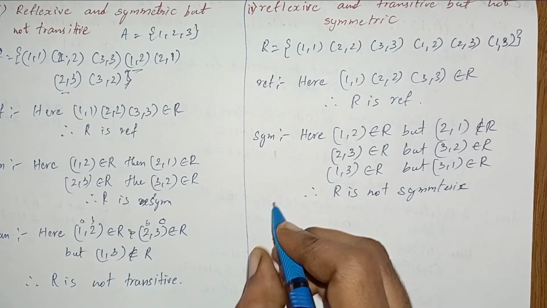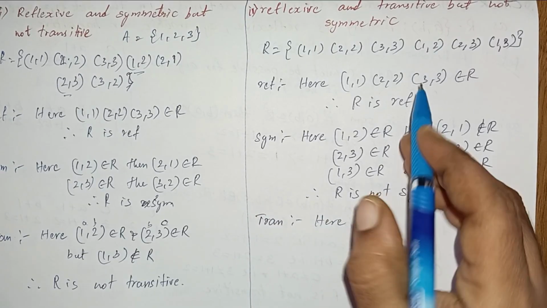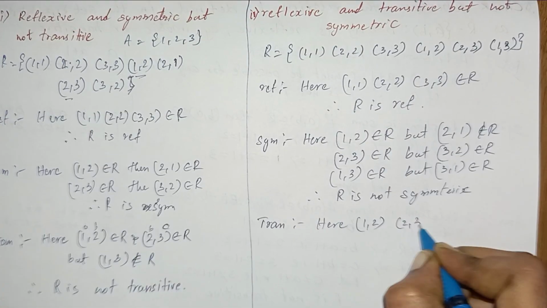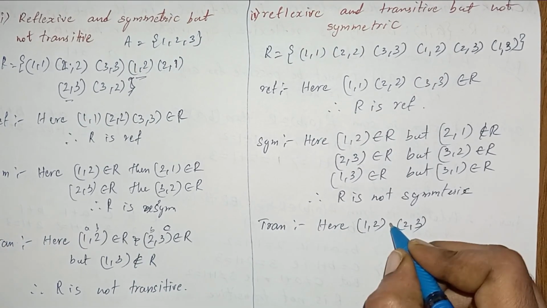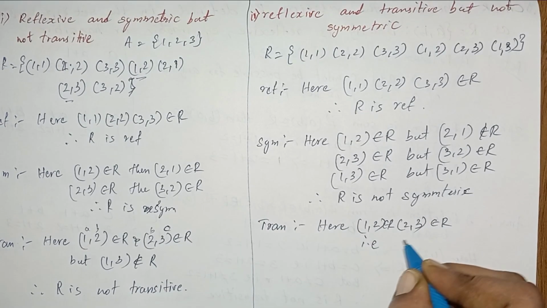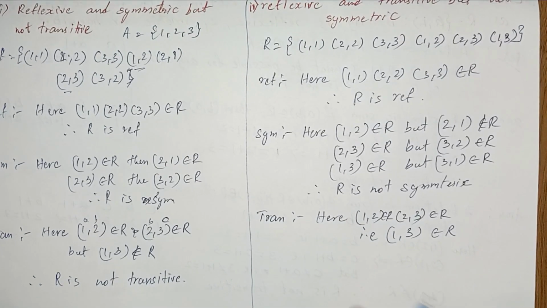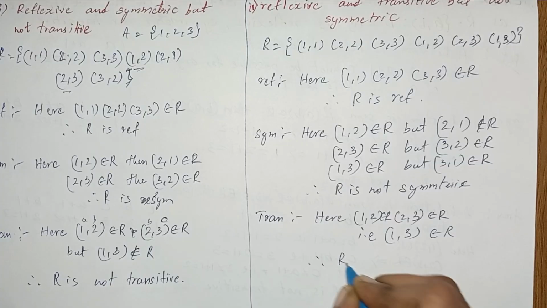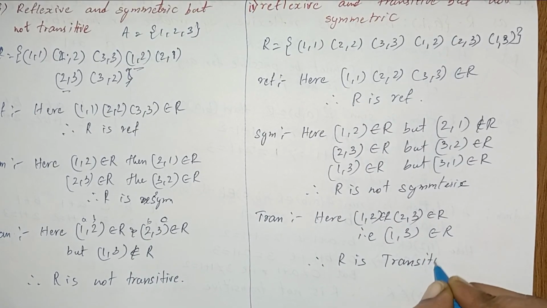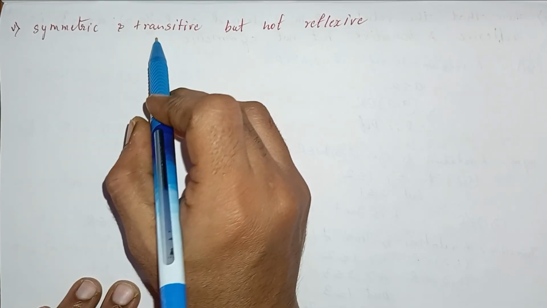R is not symmetric. Next is transitive. Here we have (1, 2), yes. Then we have (2, 3). Since (1, 2) belongs to R and (2, 3) belongs to R, that is, (1, 3) also belongs to R. Therefore R is transitive.